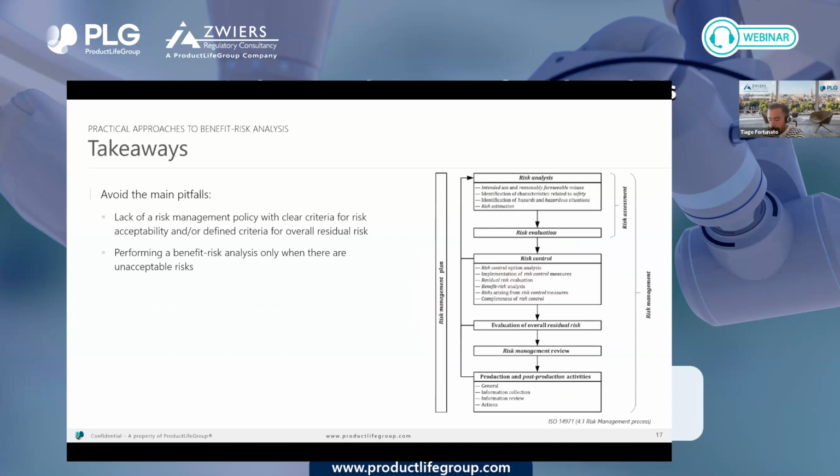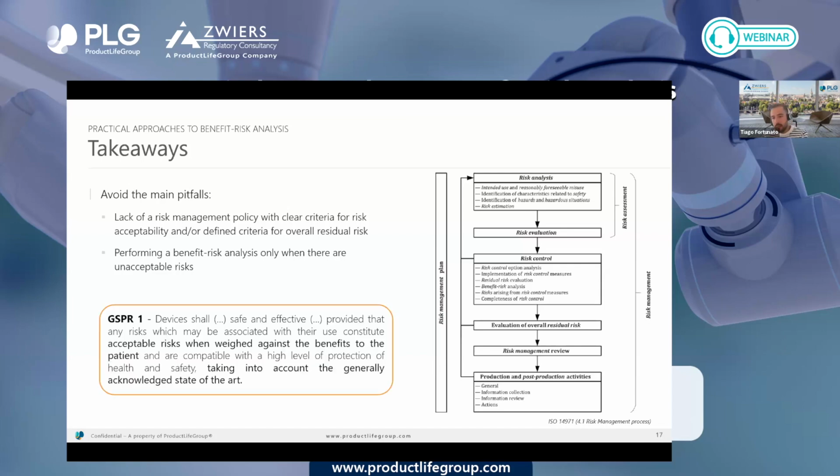As a final message, I'd like you to be aware of the main pitfalls we see, so you can also avoid these. The two main ones are, for example, that manufacturers have a risk management policy that often lacks the clear criteria for acceptability and/or the criteria for the overall residual risk and the respective determination methods. The other pitfall we usually see is that some manufacturers make the mistake of performing a benefit-risk analysis only when there are unacceptable risks. And you should do it in any case, of course.